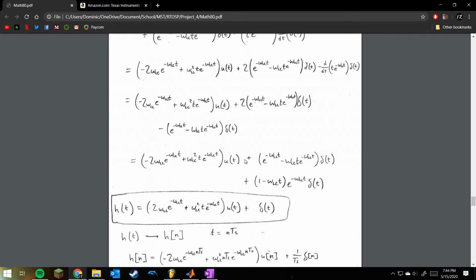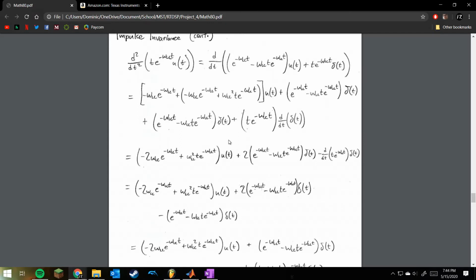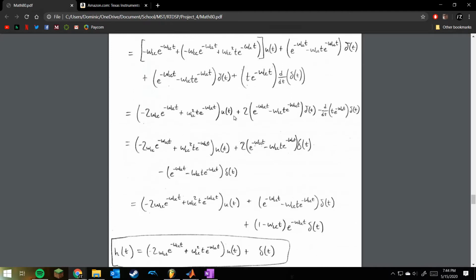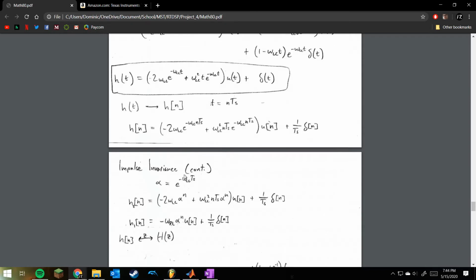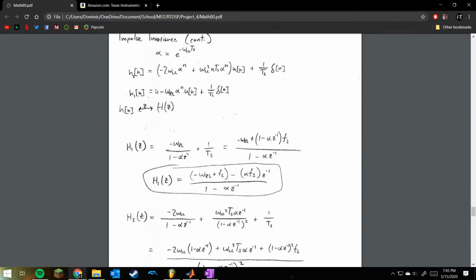And then this whole first part comes from up here. I think it just cancels out with the rest of the stuff somehow, somewhere. Anyway, so then we perform the substitution t equals nTs, and then we perform the substitution alpha equals e to the minus omega LC Ts to get it into a form that has the nice pairs, and then we just perform the substitution for the z transform pairs, and we get this, which we then get by algebra stuff.